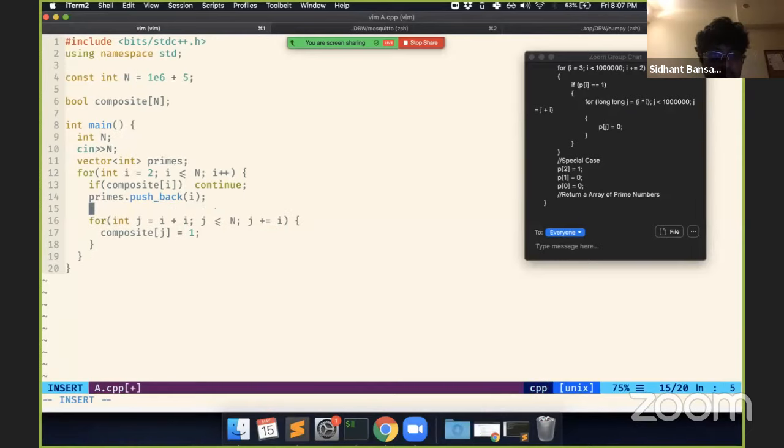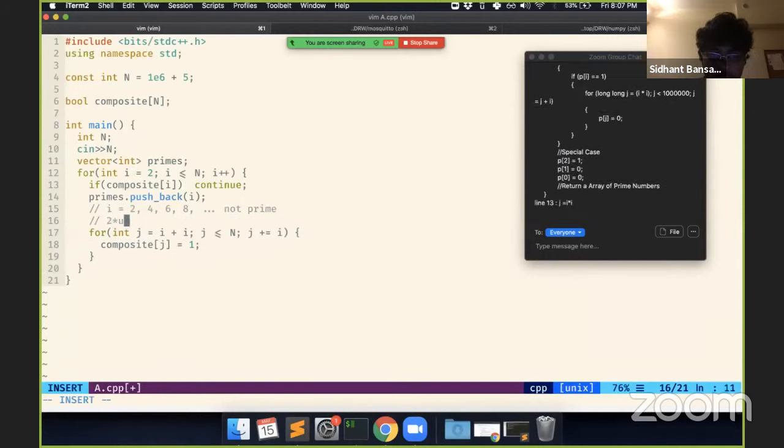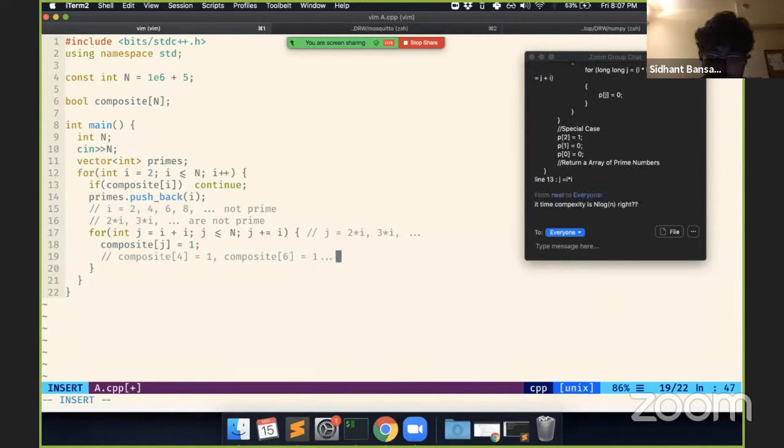Okay. So here, when i was 2, we basically said 4, 6, 8, all these guys are not prime. To say this more rigorously, we are saying 2i, 3i, dot, dot, dot are not prime. And here basically j goes from 2i, 3i to and so on. Notice that j is not being incremented by 1 here, but by i, and it starts from 2 times i. So you'll flag all these guys as composite: composite[4] equals 1, composite[6] equals 1, and so on.